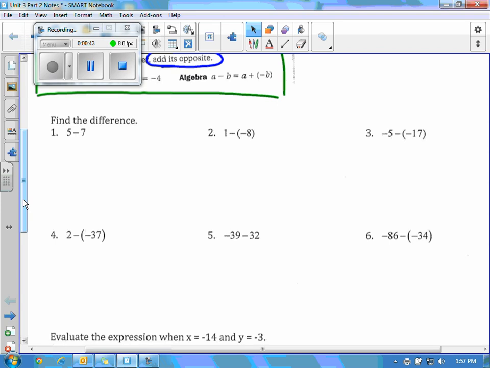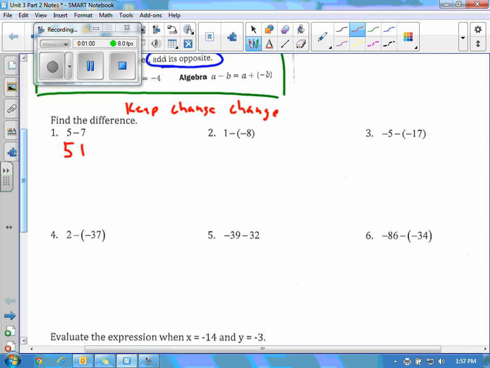So the first thing I'm going to do is rewrite this as addition. So the first one stays the same, so keep the first one the same, and then it's change, change. So some people might have heard that before, keep, change, change. So I keep the first number the same, I change subtraction to addition, and then I change the sign of the second number. So it's originally positive 7, so I make it negative 7. So now we've rewritten this as addition, and then all my addition rules that we learned in Part 1 apply. So I have opposite signs, so I'm going to take the bigger number minus the smaller number, 7 minus 5, which is 2, and then I put the negative in front because the bigger number is negative.